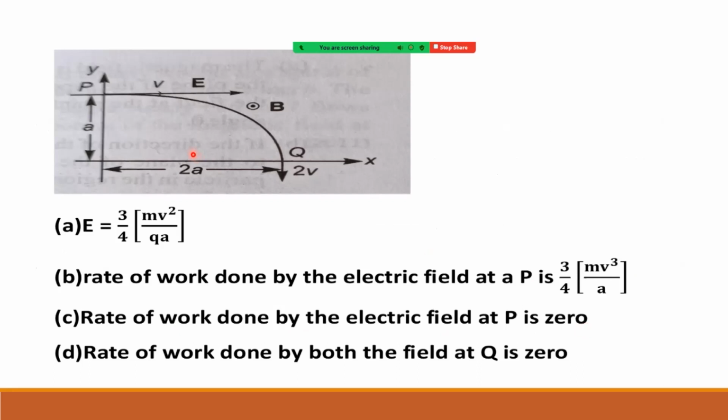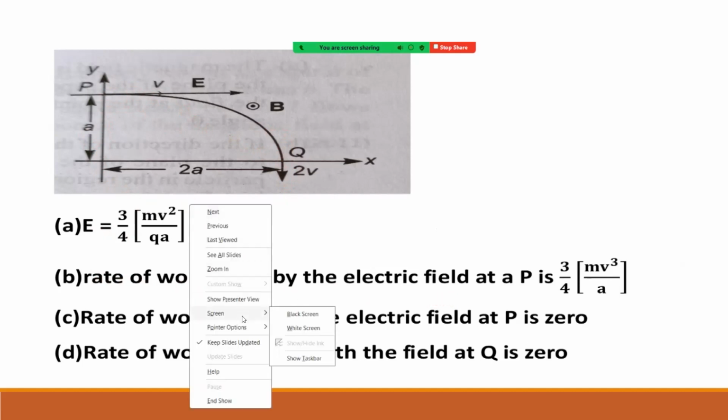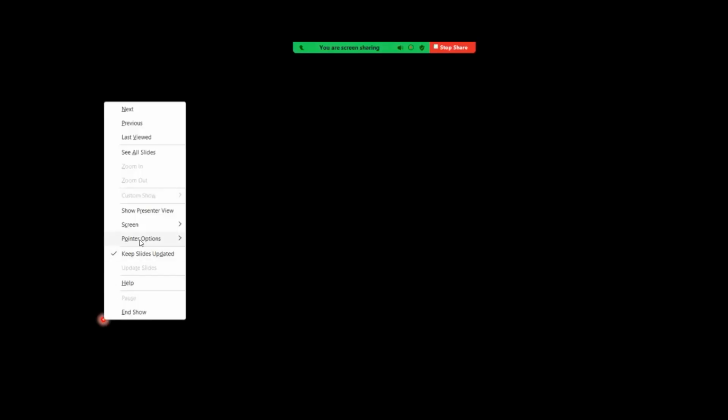See the diagram. Electric field is along positive x-axis. This is the path followed, right? Initially speed was v. Now speed is 2v. Direction is along negative y-axis. So we have to find the strength of the field and the rate of work done by the electric field. See how to start. So first note down the given data.